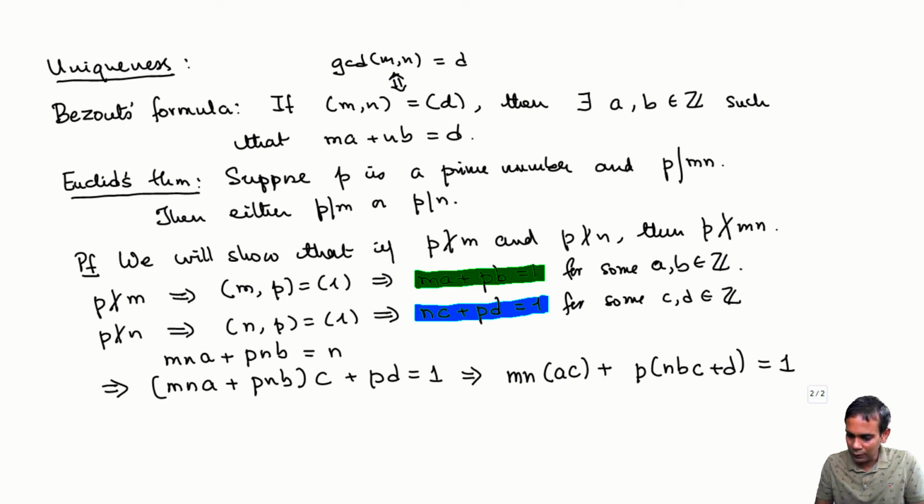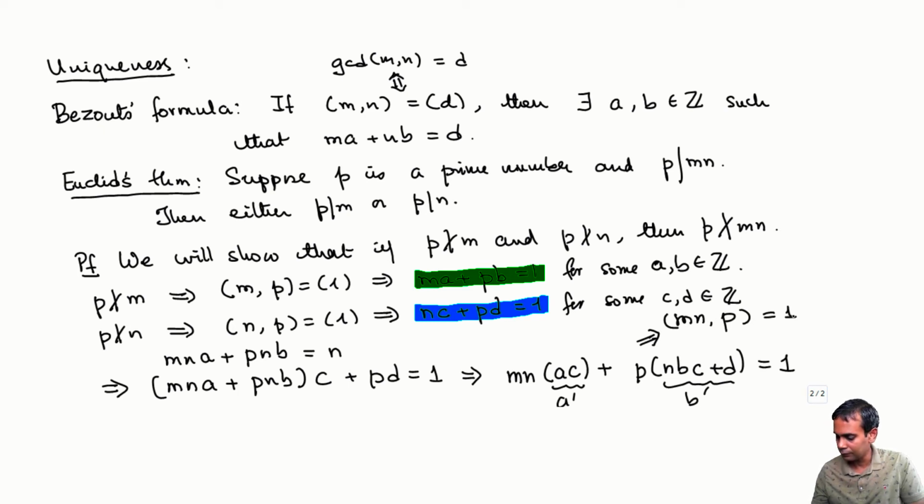So if I call this thing a prime and I call this b prime, then I'm saying that mna prime plus pb prime is equal to 1, which implies that the GCD of mn and p is 1. So that is the proof of Euclid's theorem. And now we'll use Euclid's theorem to prove uniqueness.